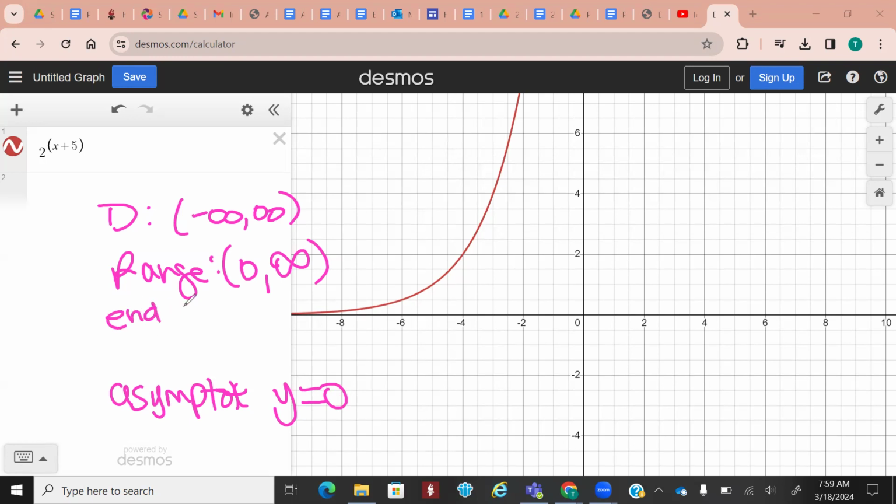Our end behavior is going to be as x is approaching the right-hand side, it's going up. As x is approaching -infinity, our y is getting closer and closer to 0.